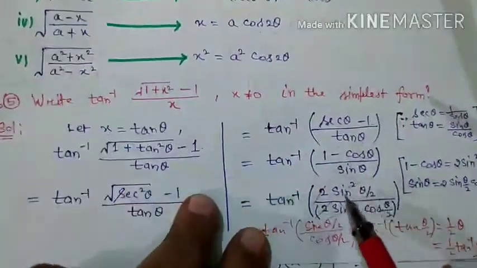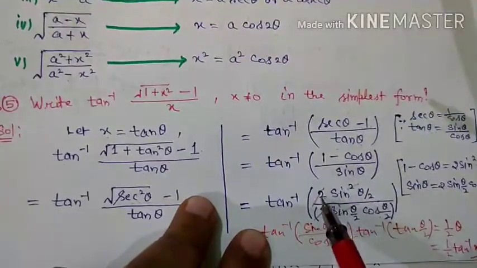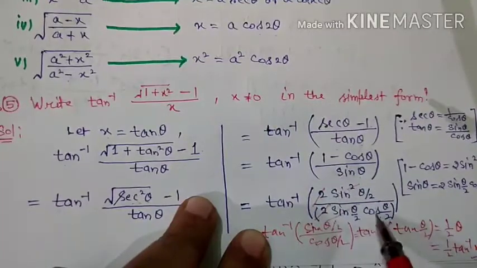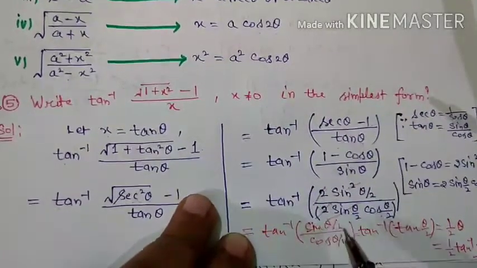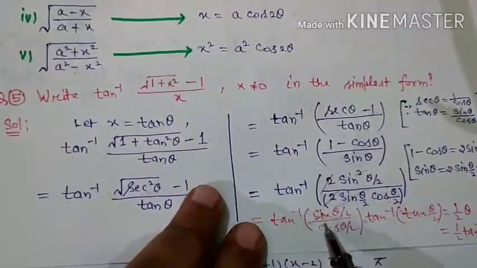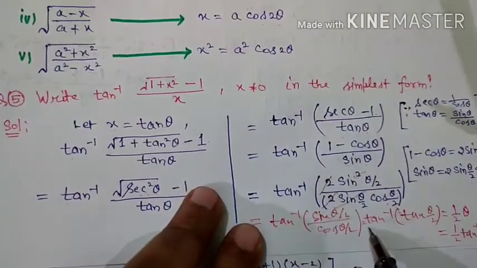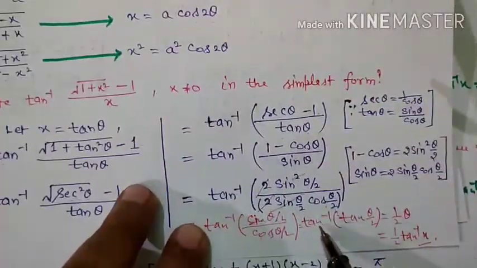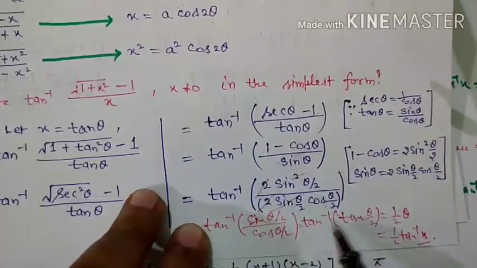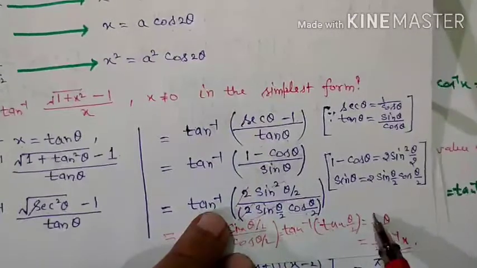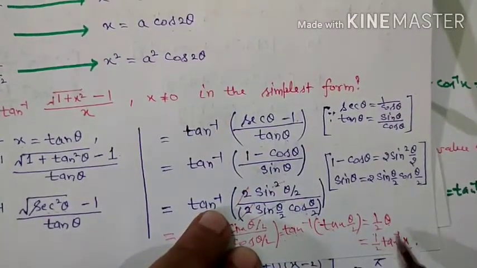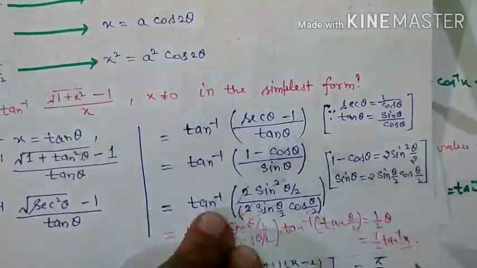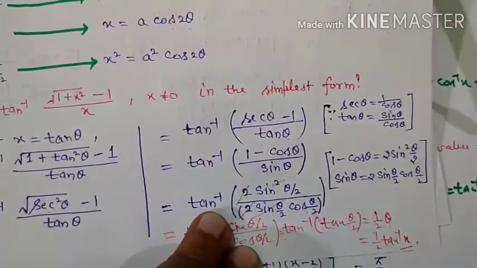Now by using the half angle formula, we can say 1 minus cos theta is 2 sin square theta by 2, and sin theta is 2 sin theta by 2 cos theta by 2. We can reduce it, then we'll be getting tan inverse of sin theta by 2 upon cos theta by 2, which equals tan inverse of tan theta by 2. This tan inverse will be cancelled, then we'll be getting 1 upon 2 theta only. Theta, from here, we can say is tan inverse x. So 1 upon 2 tan inverse x, this is the answer.